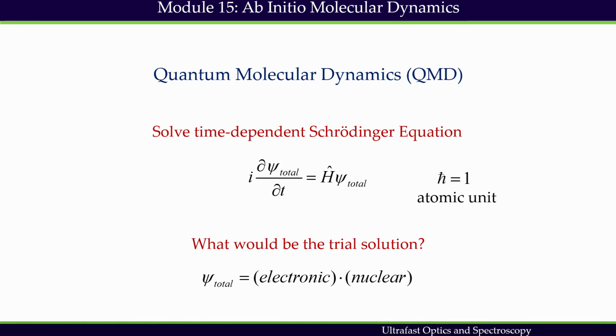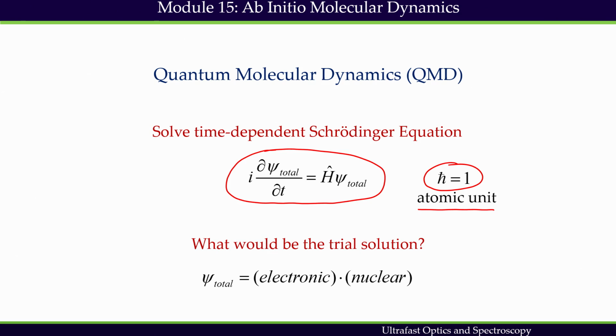In any quantum molecular dynamics, we begin with the time dependent Schrodinger equation. The time dependent Schrodinger equation reads as follows: i times the derivative with respect to t of the total wave function is equal to the Hamiltonian acting on the total wave function. Here atomic units are used, and in atomic units we consider the reduced Planck constant ħ to be 1.